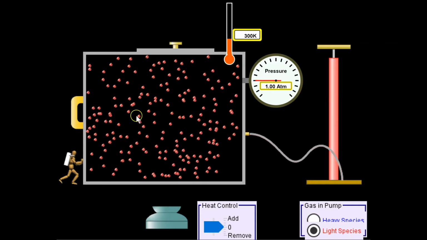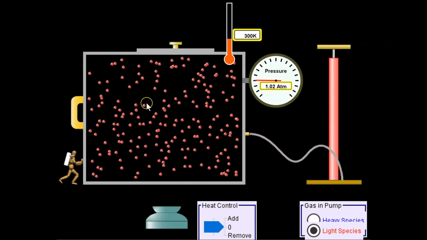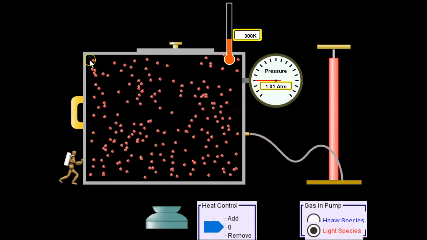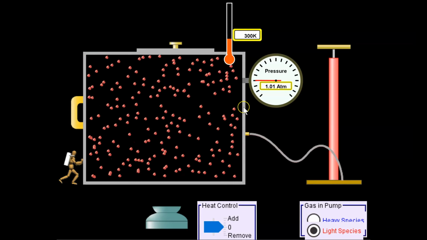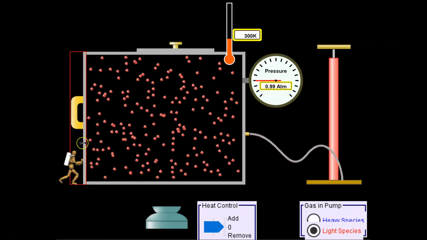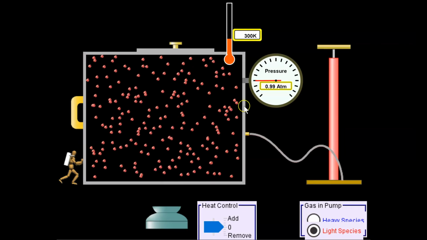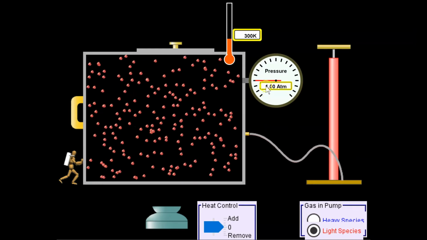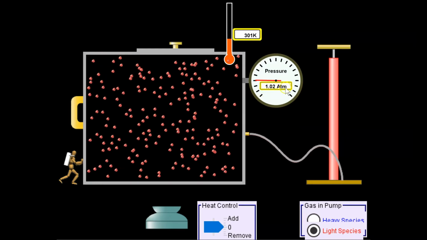The ideal gas law doesn't tell us what's going on inside. The only thing that it tells us about is the collisions with the walls of the container. That's what we're looking at: the collisions with the walls of the container. So here I go. If you look at the pressure, it looks like it's about 1 atmosphere.